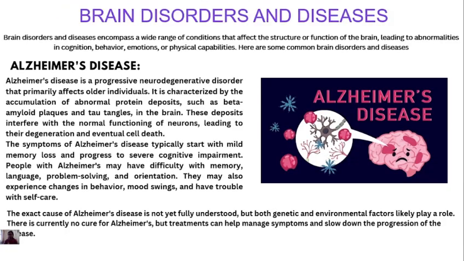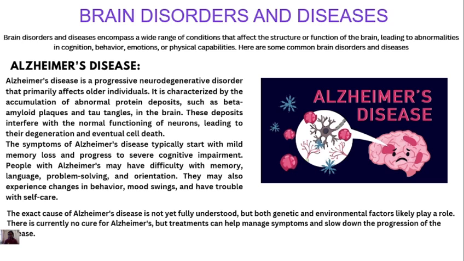Brain disorders and diseases. Brain disorders and diseases encompass a wide range of conditions that affect the structure or function of the brain, leading to abnormalities in cognition, behavior, emotion, or physical capabilities. Here are some brain disorders and diseases. Alzheimer's disease. Alzheimer's disease is a progressive neurodegenerative disorder that primarily affects older individuals.